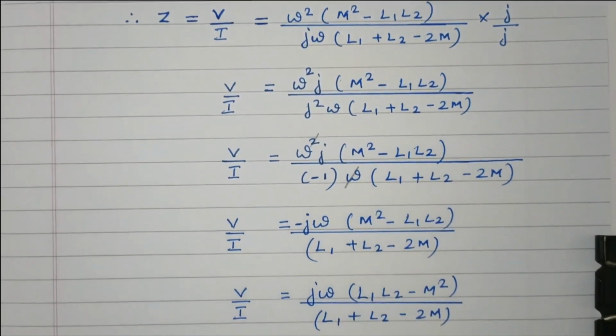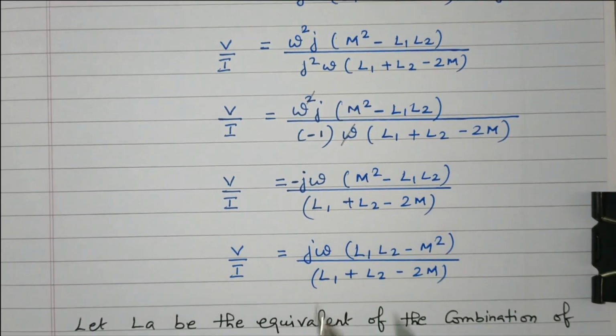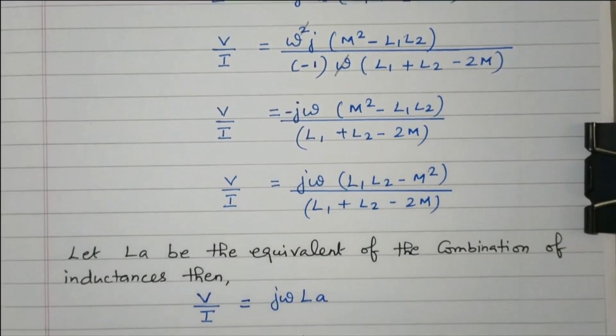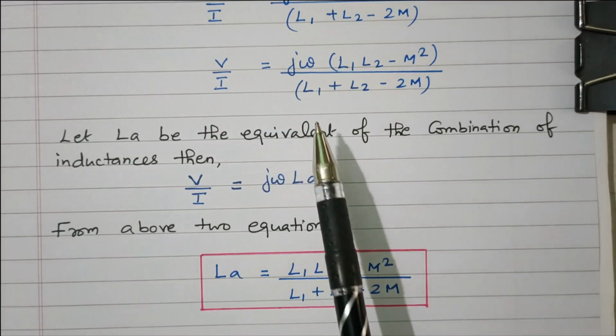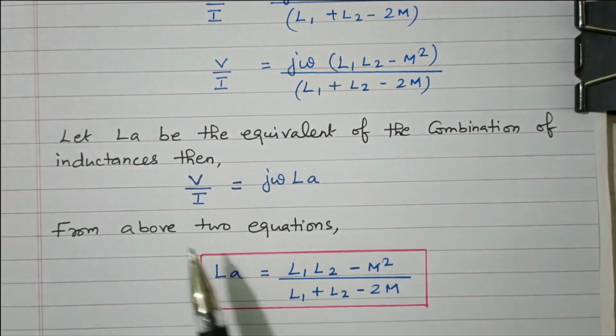Again we will multiply this negative inside, so that it becomes L1 L2 minus M square divided by L1 plus L2 minus 2M. Right, now we got the expression for V divided by I. After all simplification we got this value.